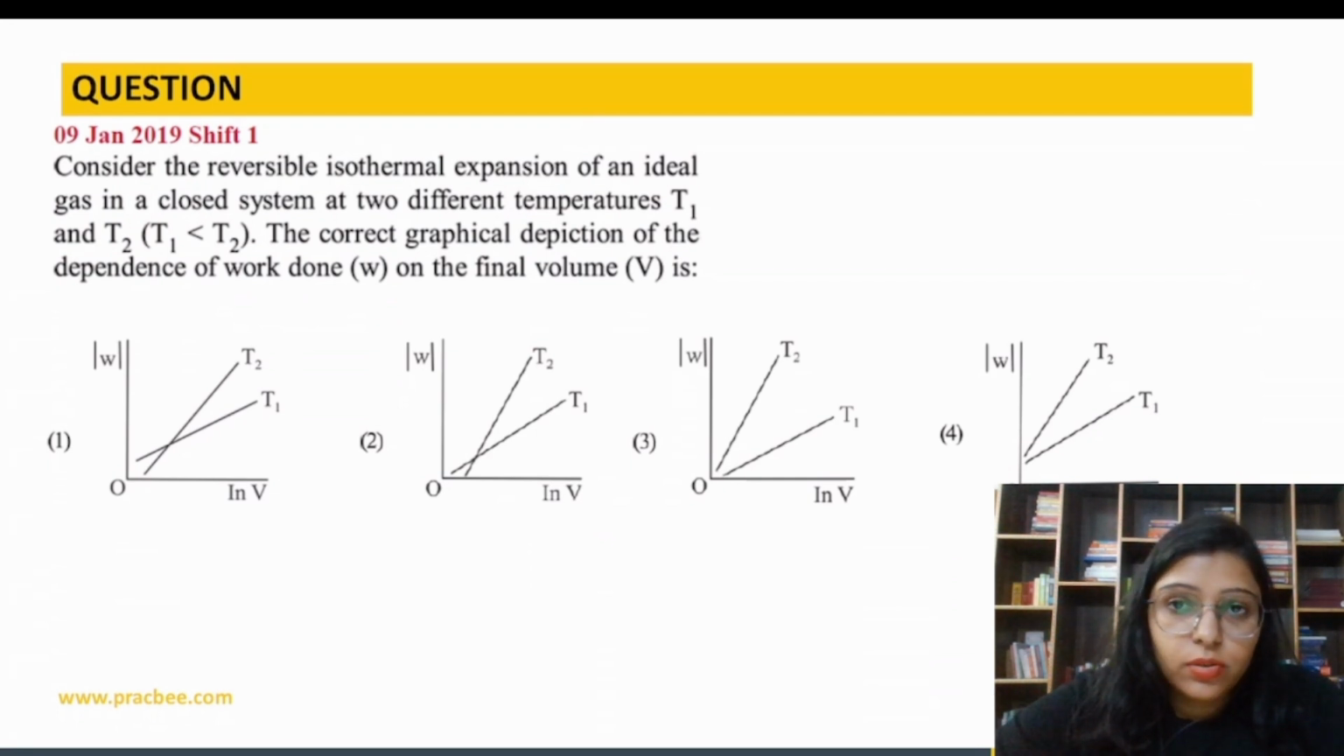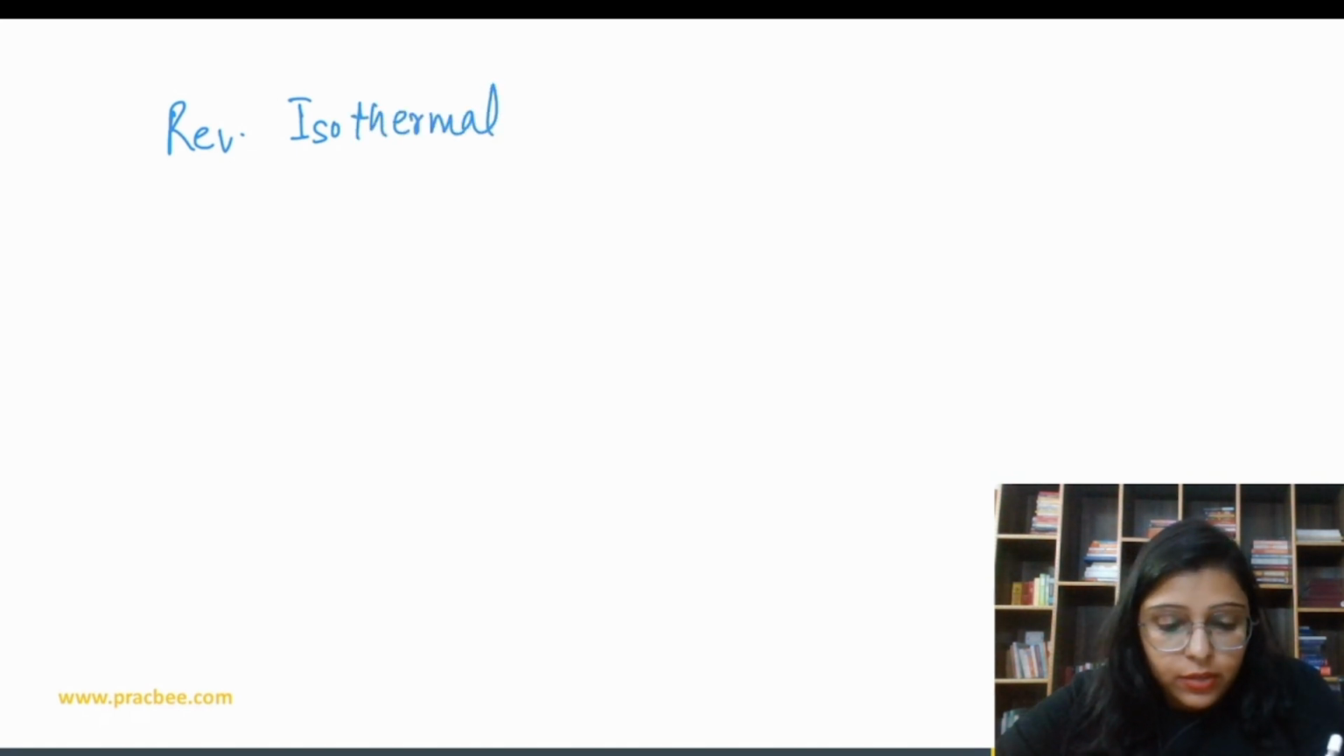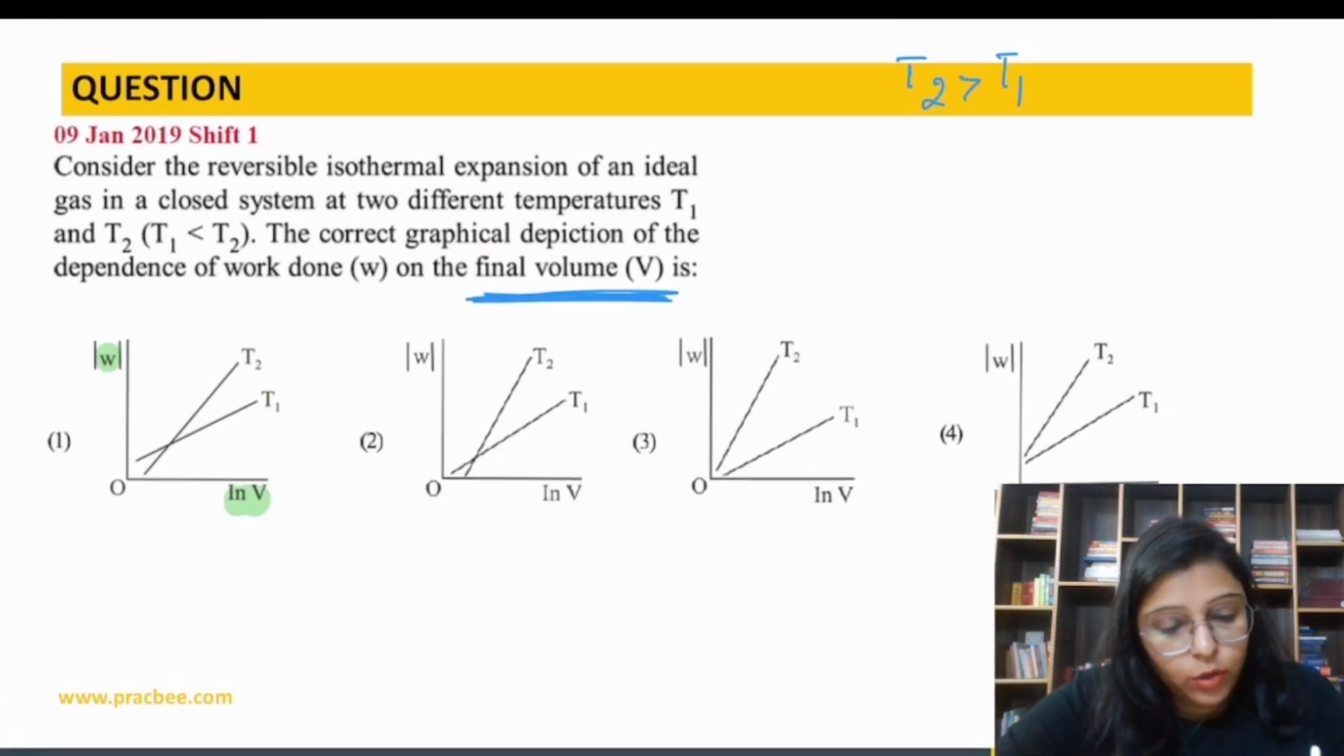Consider the reversible isothermal expansion of an ideal gas in a closed system at two different temperatures T1 and T2. So T2 is greater than T1. The correct graphical depiction of the dependence of work on the final volume V. So see, reversible isothermal expansion. So we have to plot the magnitude of work done with respect to the final volume V.